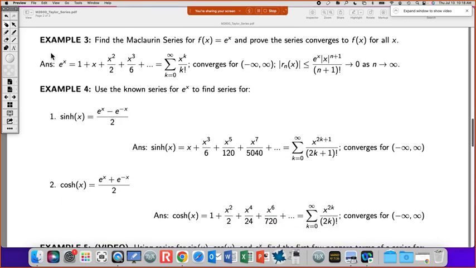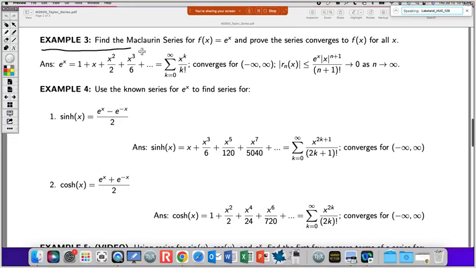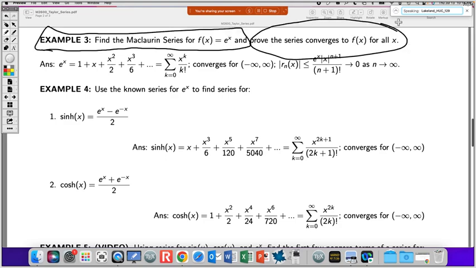All right, let's find a series for e to the x and prove it converges for all x. So once again, finding the series means making the table, plugging the numbers in, looking at the pattern. Proving it works means we have to look at the remainder.